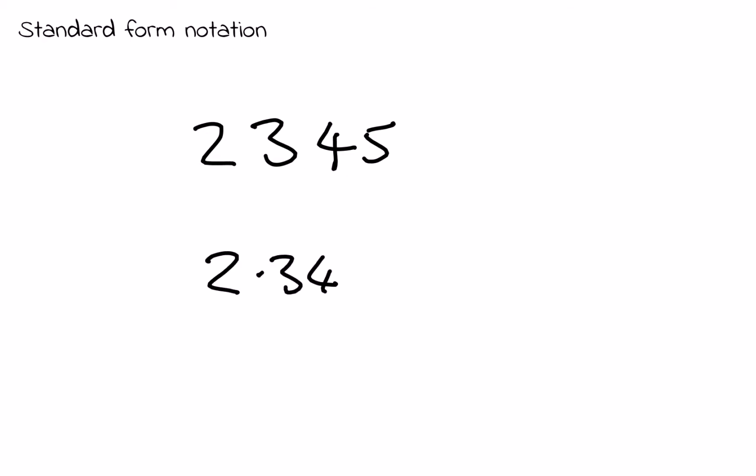The notation used in standard form is as follows. If I want to write out the number 2345 in standard form, I would write it as 2.345 multiplied by 10 to the power 3. So in standard form notation, we have a number between 1 and 10 multiplied by a power of 10.